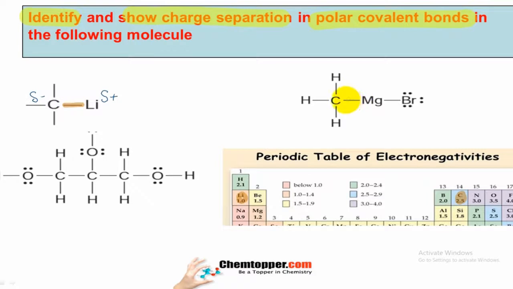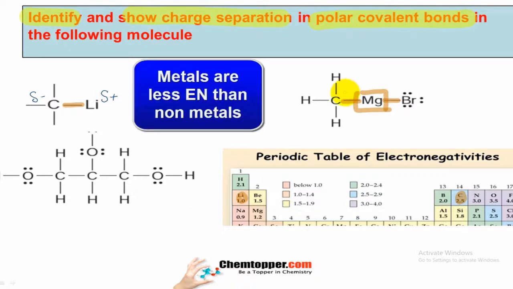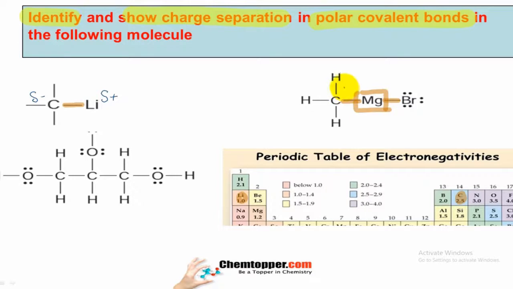Similarly, in case of carbon, magnesium and magnesium-bromine bond. Magnesium is a metal. Carbon and bromine are non-metals. Non-metals are going to be more electronegative. So there is a partial negative charge on carbon, a partial negative charge on bromine, and magnesium is going to have a partial positive charge on it.